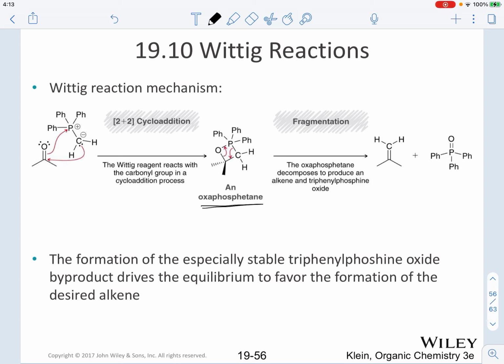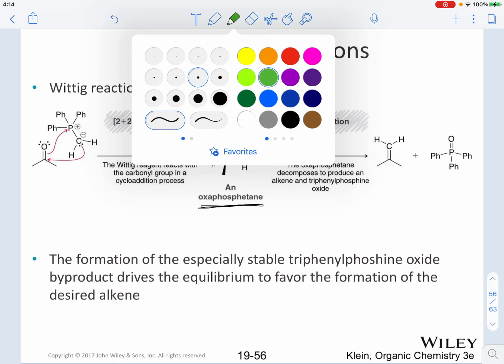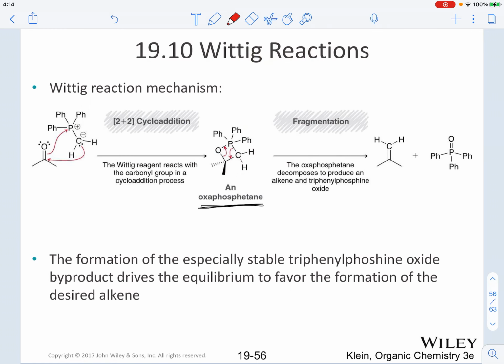As you can see, this is the name of the intermediate. Some of these intermediates have some weird names, so you don't need to memorize the name of it. But please note the structure. So it has this 4-member ring intermediate, and what happens is that that intermediate is going to decompose by, let me just highlight specifically the arrows.